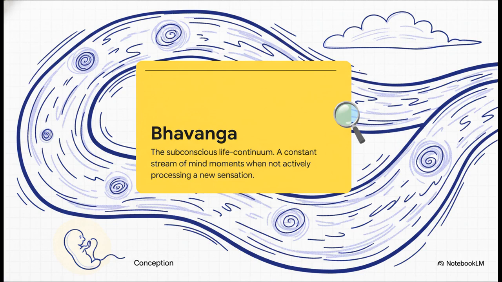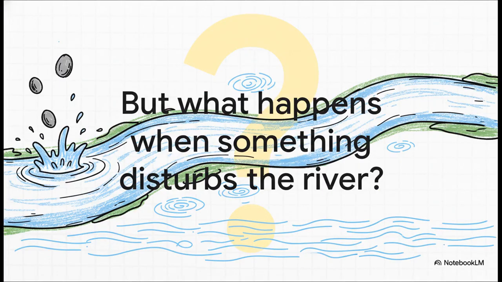The best way to picture it is as a silent, constantly flowing river of subconscious mind moments. It's like the baseline hum of your existence, just flowing along, carrying all the imprints of your past. It's what keeps you mentally online, even when you're in a deep, dreamless sleep. So this river of bhavanga is just flowing peacefully, one moment giving rise to the next, over and over.